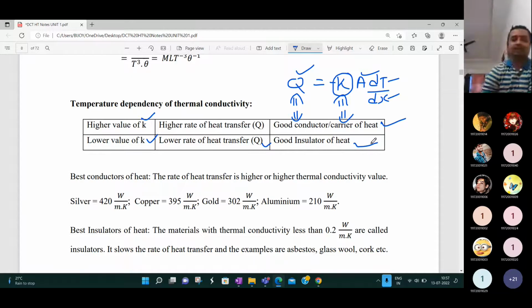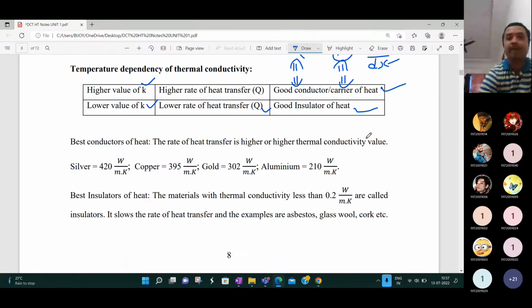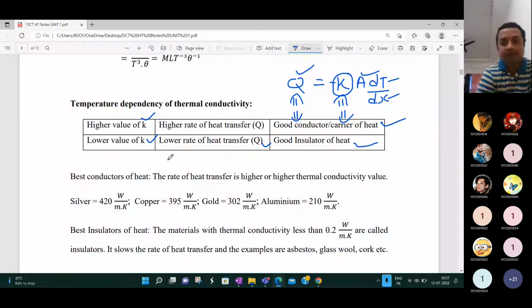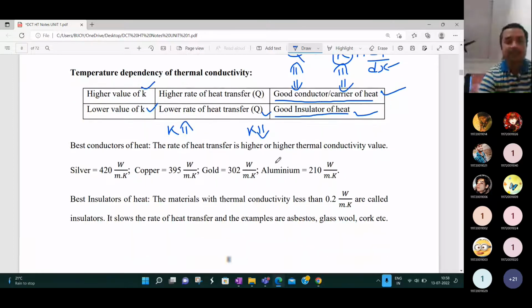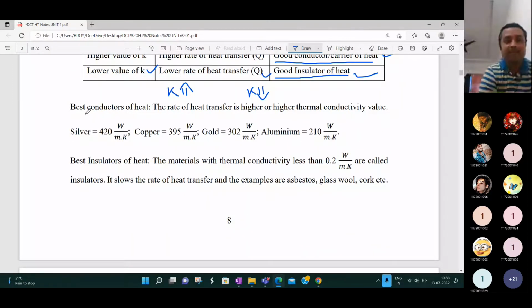So if the K value is more, we call it a good conductor of heat. If the K value is less, we call it a good insulator of heat. So the conductivity depends on the K value. That is called thermal conductivity. Let us discuss some examples. The best conductors of heat are those through which the rate of heat transfer will be higher.